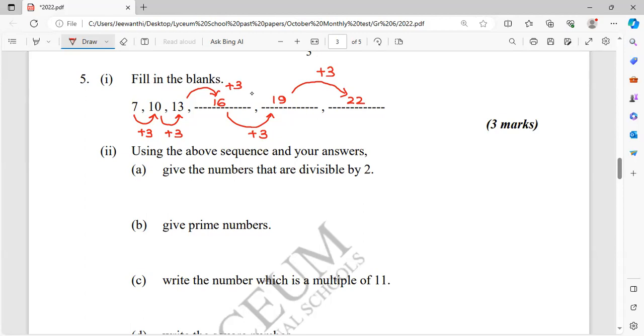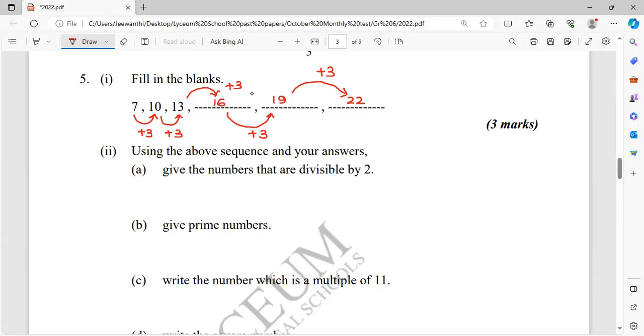Right? So using the above sequence and your answers, give the numbers that are divisible by 2. Out of these numbers, you want to find the numbers which are divisible by 2. Now, what are the numbers that are divisible by 2?